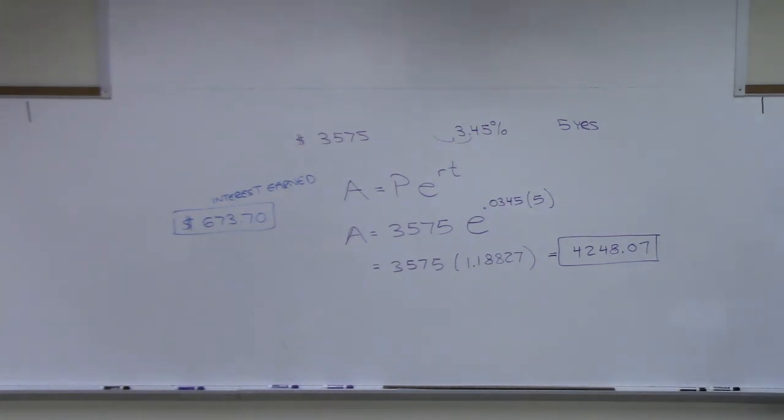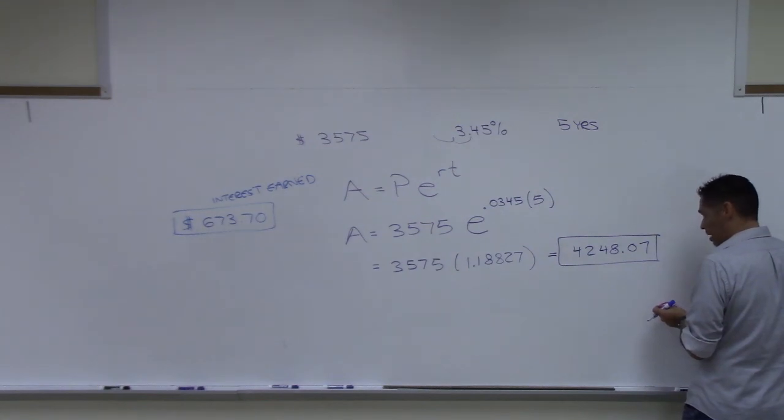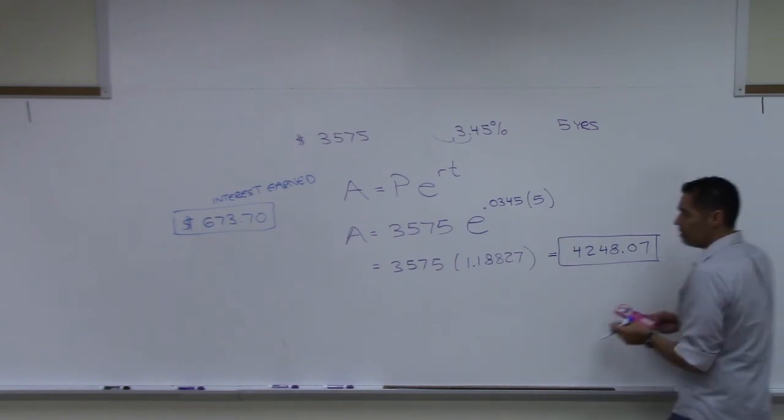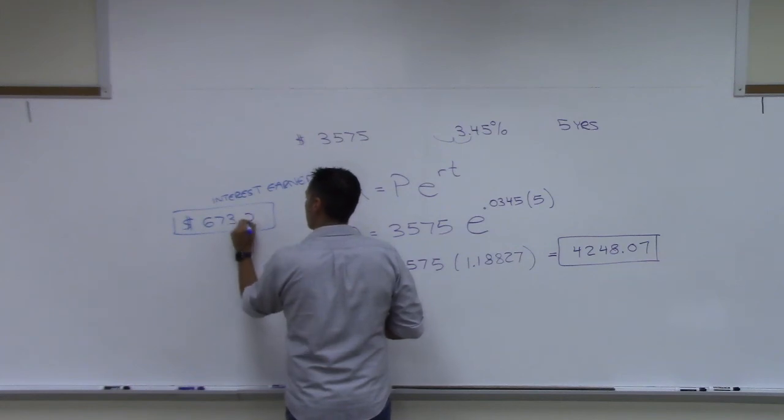42.48.07, God, I did it again, 0.07. I'm having a bad day. Maybe this calculator's not taking my keystrokes because it looks like it keeps missing things. This should be 07. Yeah.